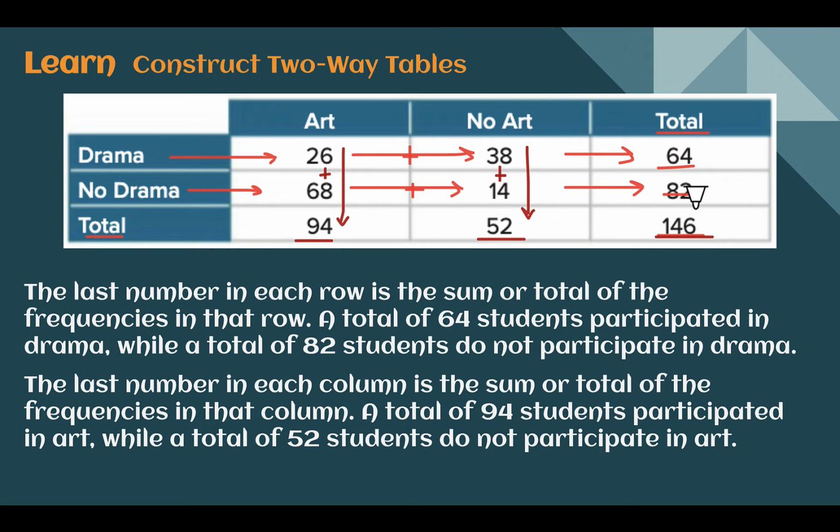And if you noticed, in this bottom corner here, we said it was the total of the rows and the total of the columns. To get that last number, you can either add your totals from art and no art or drama or no drama. Either way, you should get the number in the corner because that is how many people were surveyed. And a good way to check is when you come up with a number at the end, double check to make sure it's the same going both ways. If it is, you probably have your table filled in correctly.